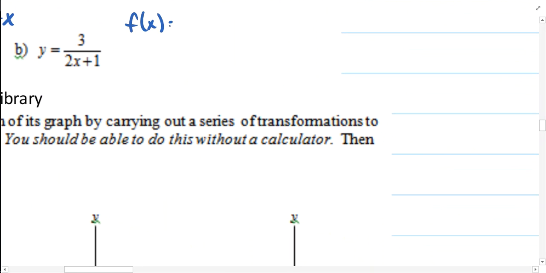For part B, again, we've got a couple different options here. I like the answer 3 over x for my outer function. Then I can claim that the inner function is 2x plus 1. This way, if I substitute 2x plus 1 in place of this x, I'll end up with 3 over 2x plus 1.